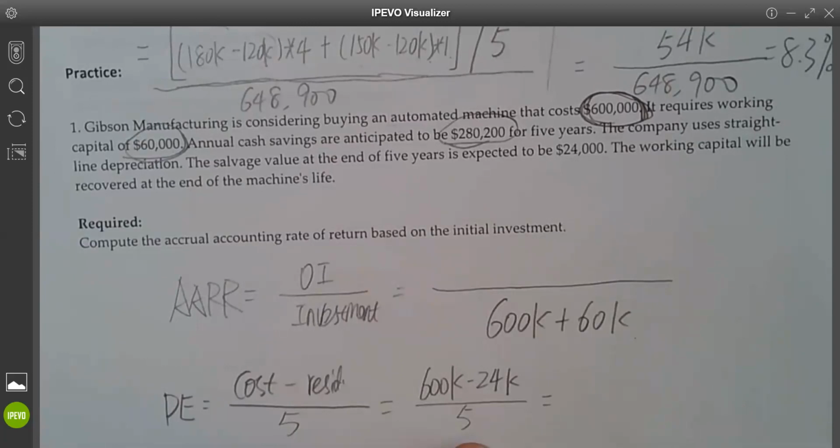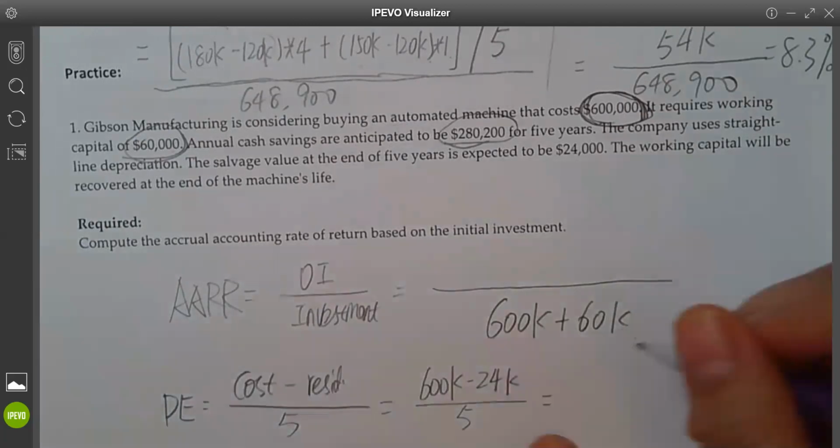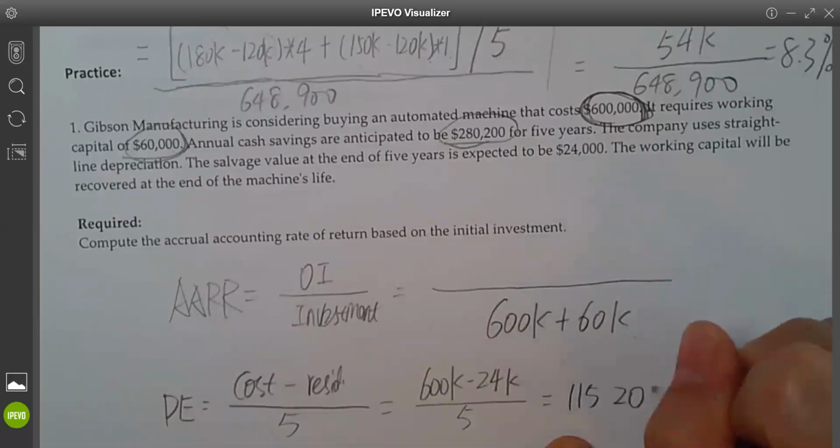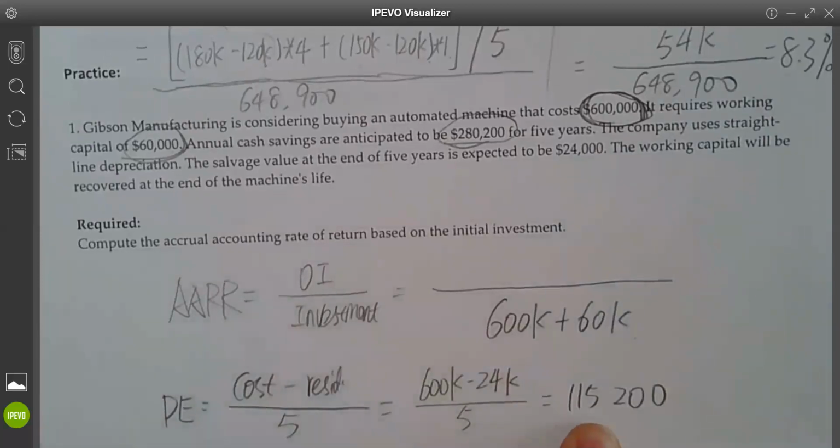Okay, depreciation expense is 600,000 minus 224,000, and then divided by 5 years. So I got my depreciation expense is 115,200. Okay, so this is my depreciation expense.